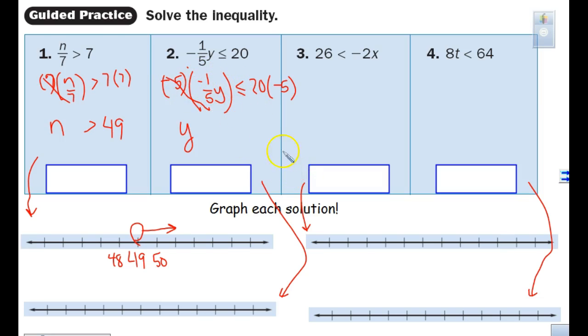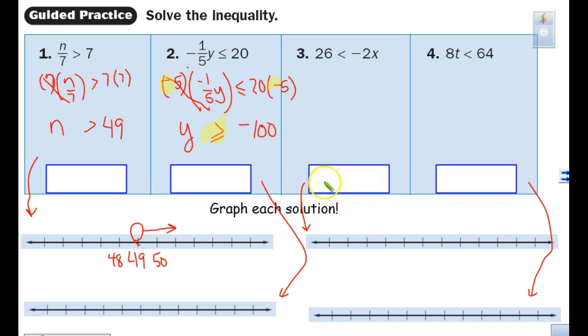20 times negative 5 is going to give me, Jeff? So y is what? How much? 20 times negative 5? Careful. Times 5, not times 4. Negative 100. We would say y is what? Greater or equal. Why greater or equal? Because we multiplied by a negative, we have to switch it, right? It was less, it has to be greater.